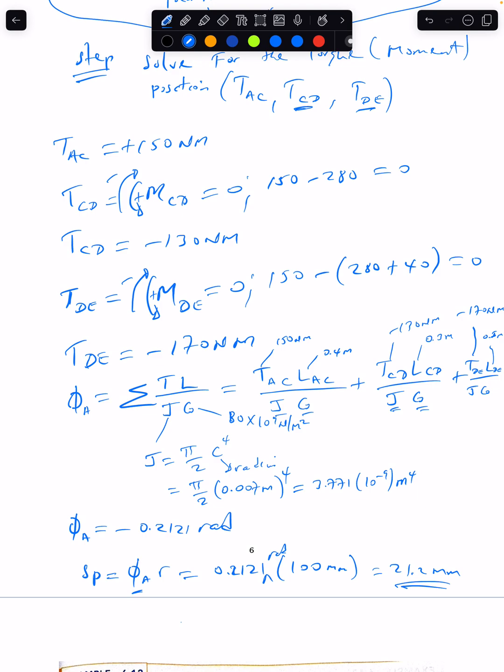And you see how we are able to solve for the displacement, and that is how we solve for the displacement. So thank you very much.